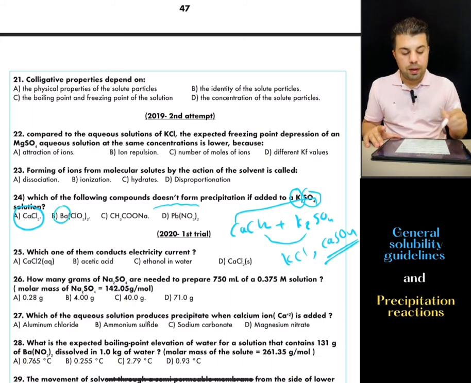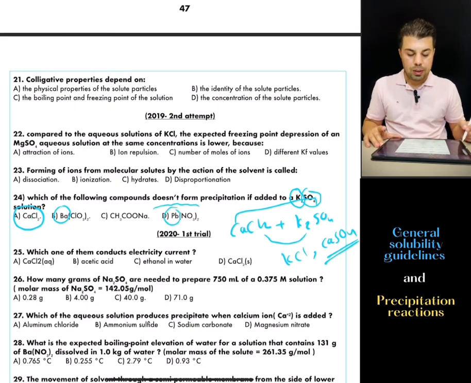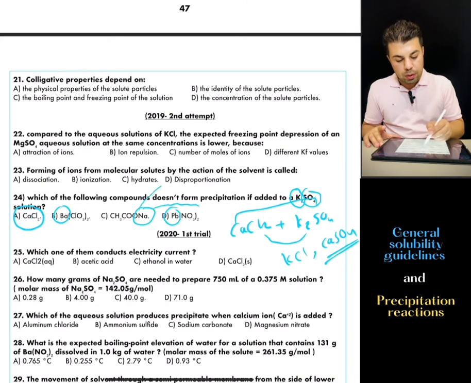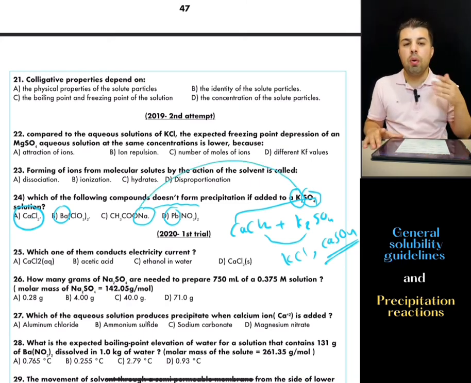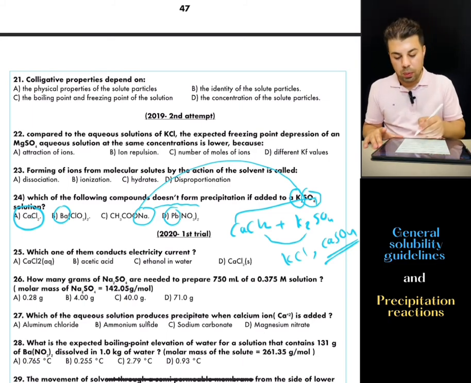Barium sulfate forms a precipitate again. Lead sulfate also forms a precipitate. But sodium sulfate does not form a precipitate, because all compounds of sodium are soluble in water.